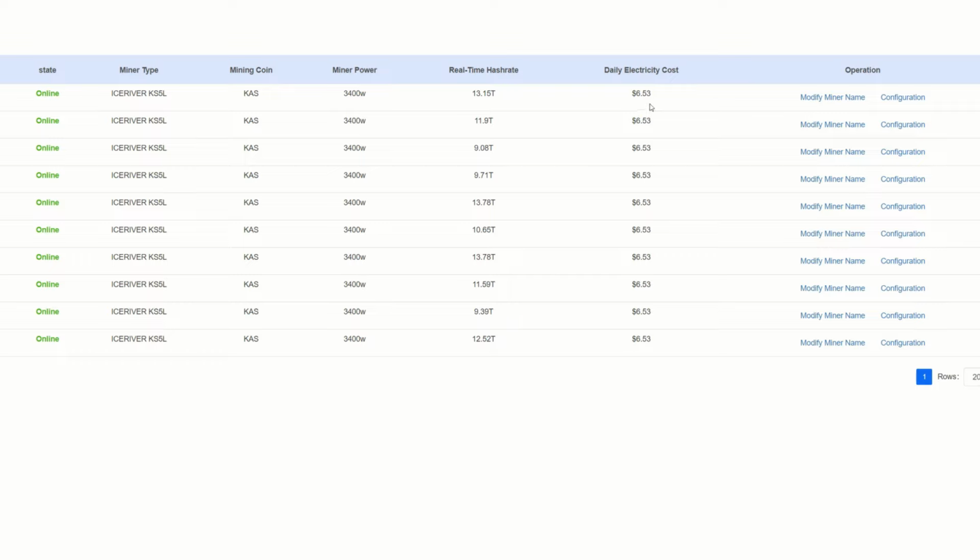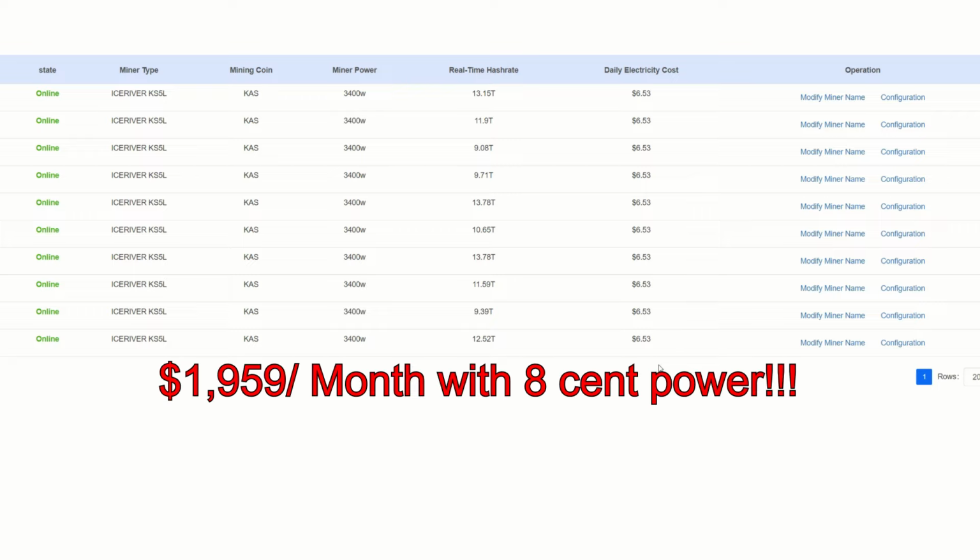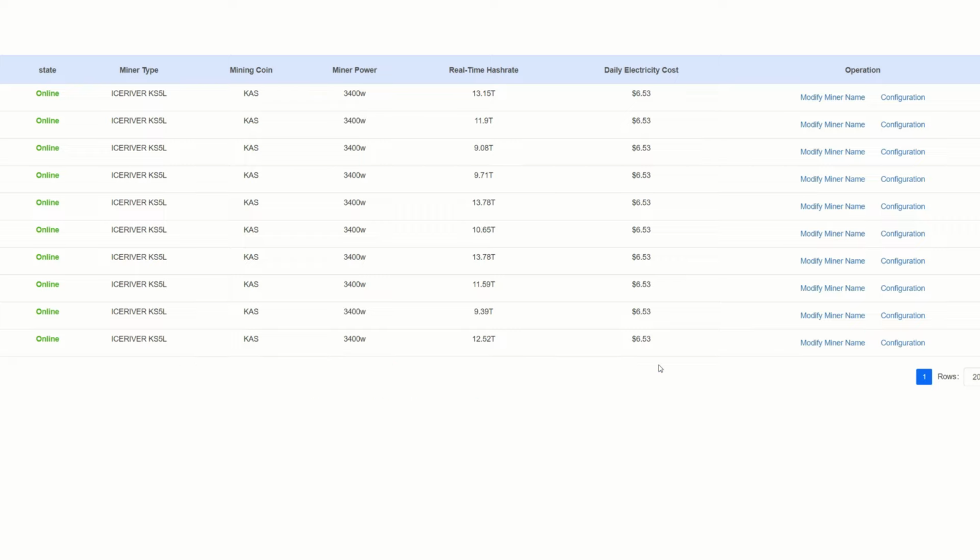So if we come in and we're paying $6.53 a day per rig, there's 10 rigs here. That is $65.30 per day. You add that up between 30 days, so around 1 month, that is $1,959 that you'd have to cover out of your pocket. That's pretty insane to think about here. So you are going to have to cover.